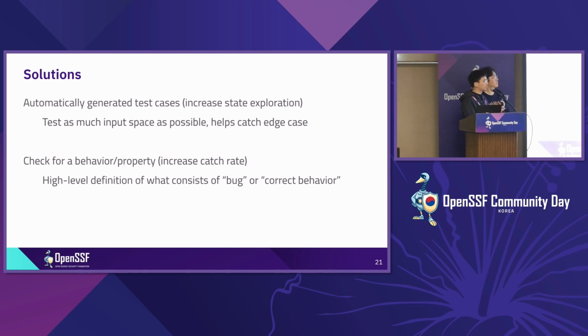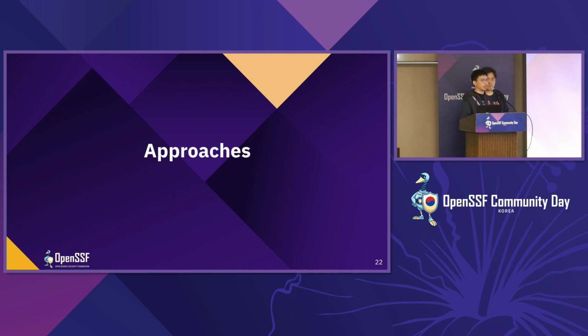Increasing state exploration is just part of the solution. The second part is to also try to increase the catch rate. This can be done by checking for some sort of behavior or property. I'll talk about it more. But basically, it's coming up with some high-level definition of what is a bug or what is correct behavior. So the actual approach looks more like the following.